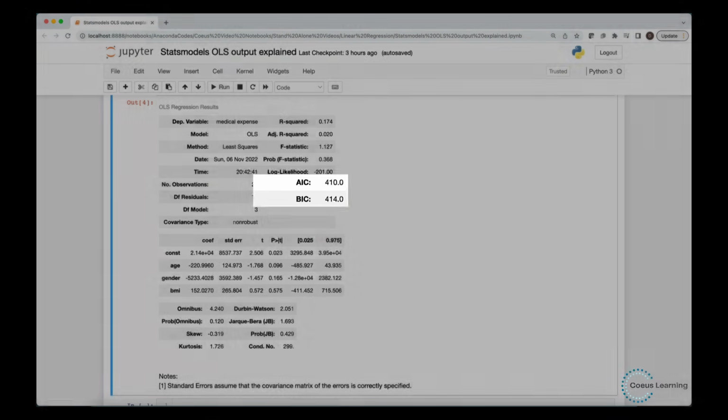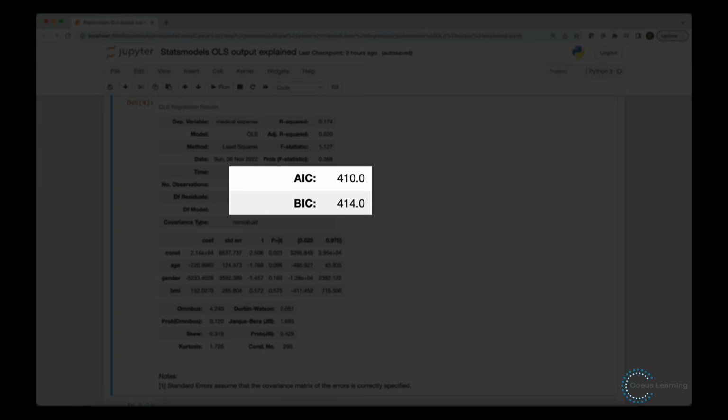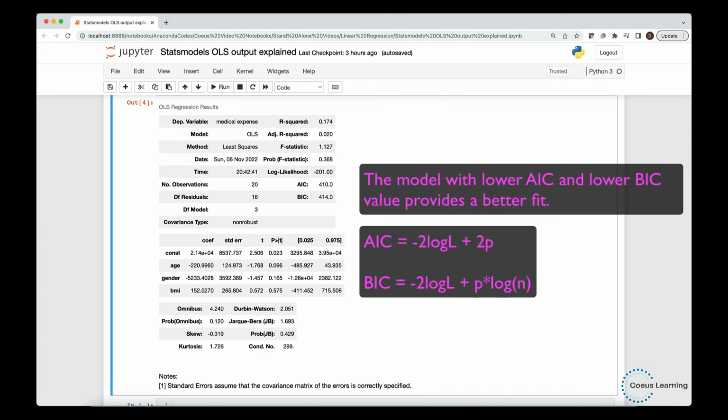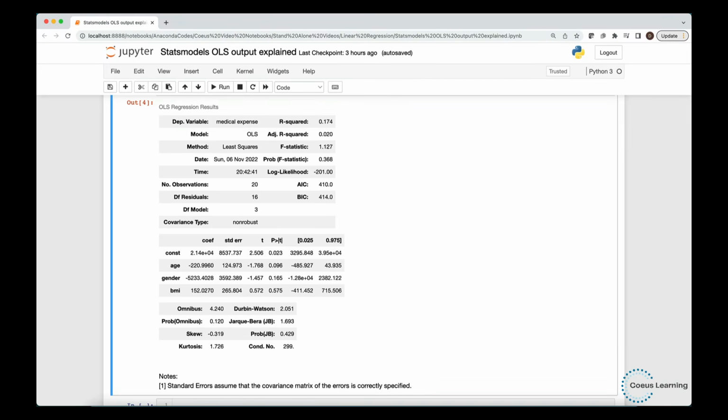Next, we look into the Akaike information criterion and Bayesian information criterion. In short, AIC and BIC. AIC and BIC are used as criteria for model robustness. The model with lower AIC and lower BIC value provides a better fit. Let us calculate the same using Python.